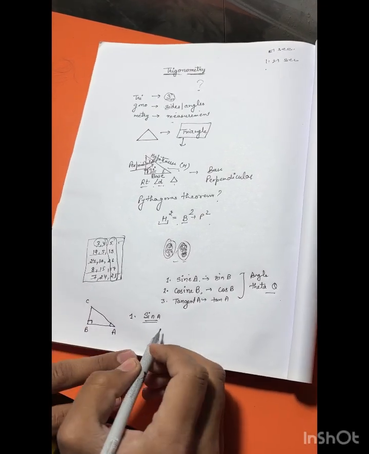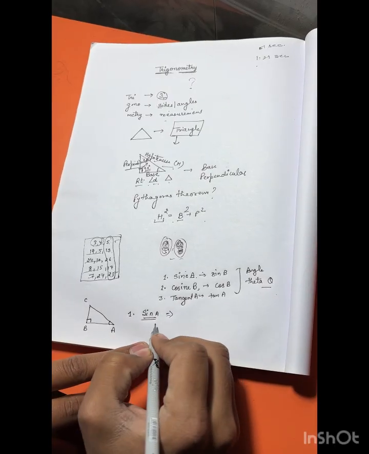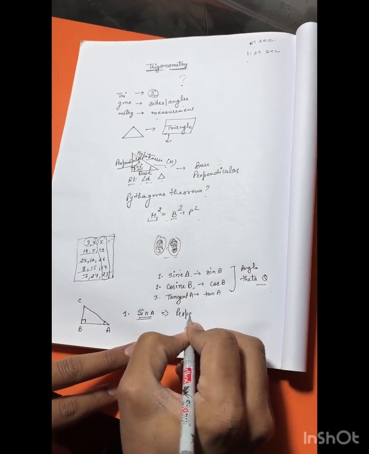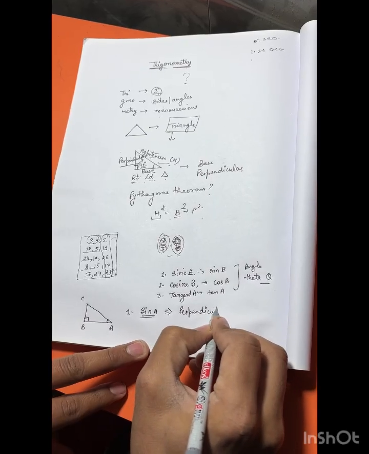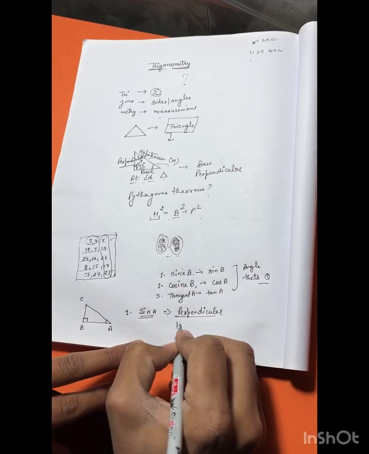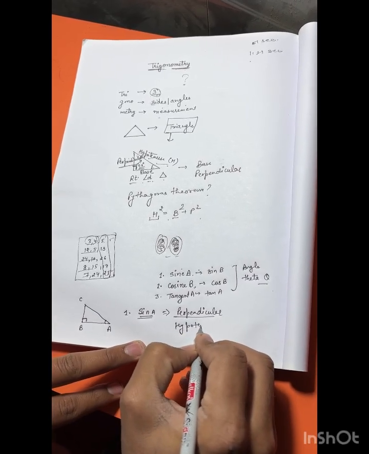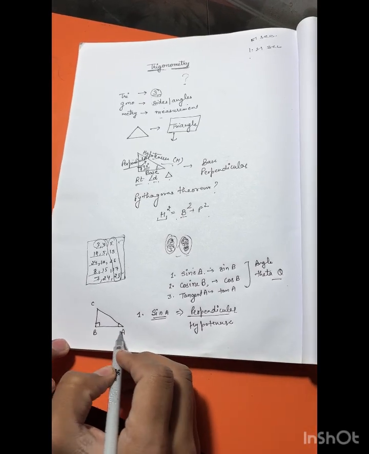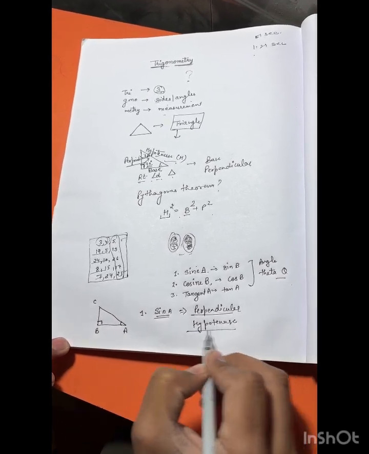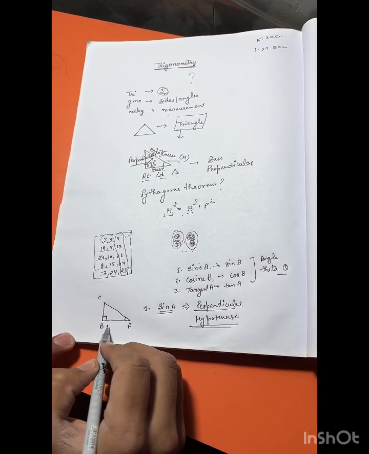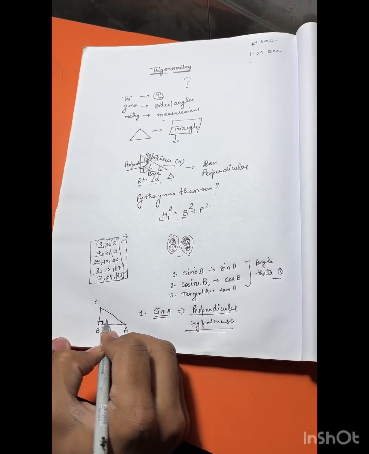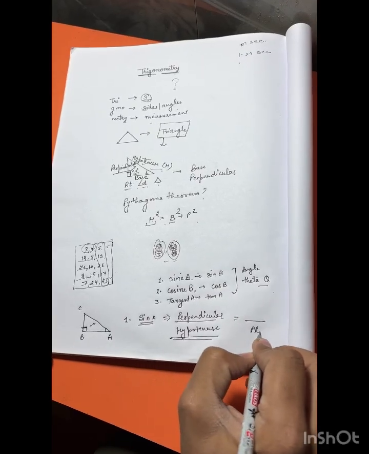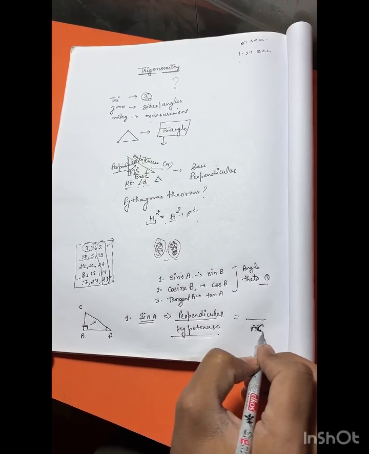Sine is the ratio of perpendicular and hypotenuse. So we will find out what the perpendicular and hypotenuse are. You will know the hypotenuse of this triangle is, if this is the right angle triangle, then the side opposite the right angle is the hypotenuse. So hypotenuse is AC. Got it? Very good.